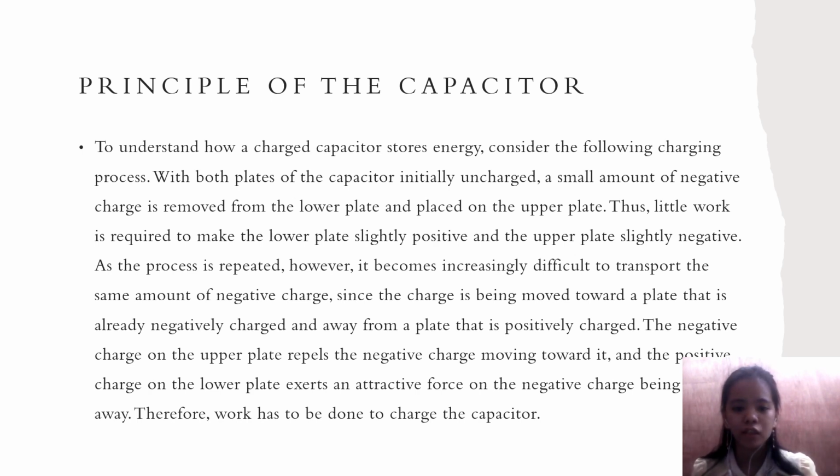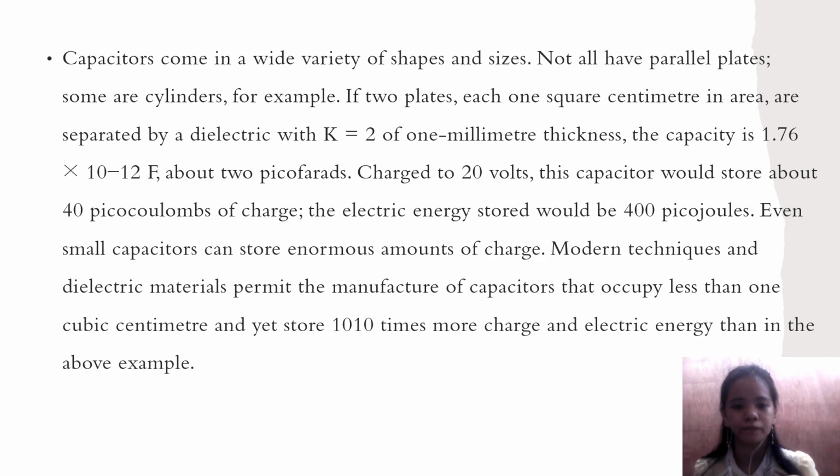As the process is repeated, however, it becomes increasingly difficult to transport the same amount of negative charge, since the charge is being moved toward a plate that is already negatively charged and away from a plate that is already positively charged. The negative charge of the upper plate repels the negative charge moving toward it, and the positive charge on the lower plate exerts an attractive force on the negative charge being moved away. Therefore, work has to be done to charge the capacitor.